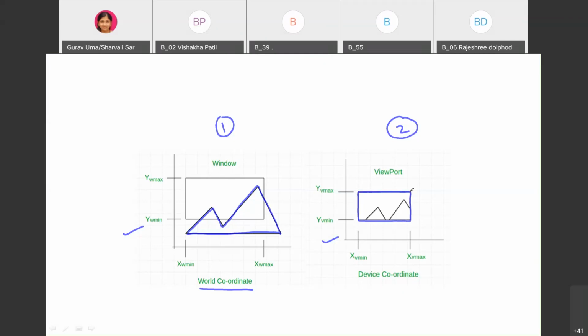So the window gives a real world coordinate, and when you are using a display device, we call it a display coordinate. When we are seeing with the help of the device coordinate, it will display only the part which is present in the window. So see the triangle. Only the part present in the window is displayed in the viewport. So this is the concept of windowing and viewport.